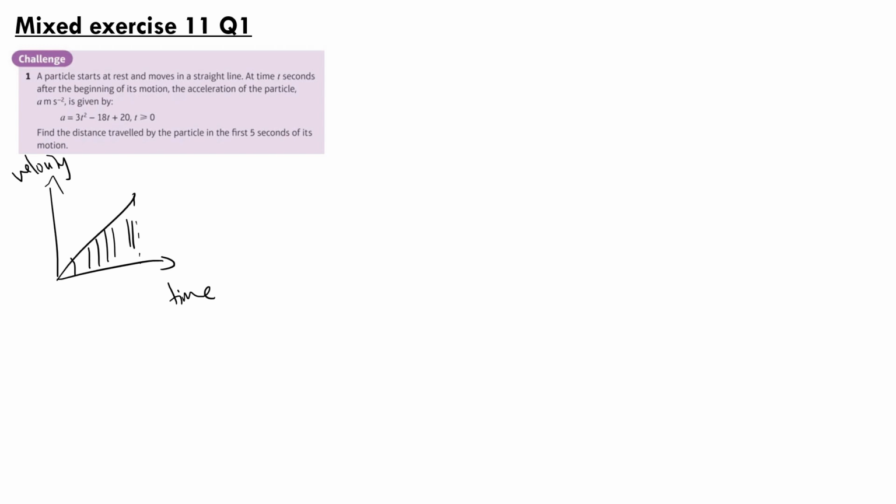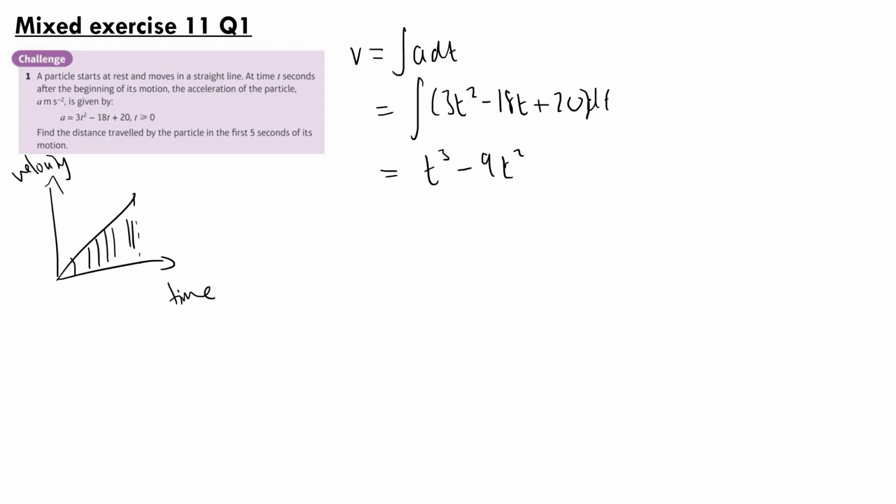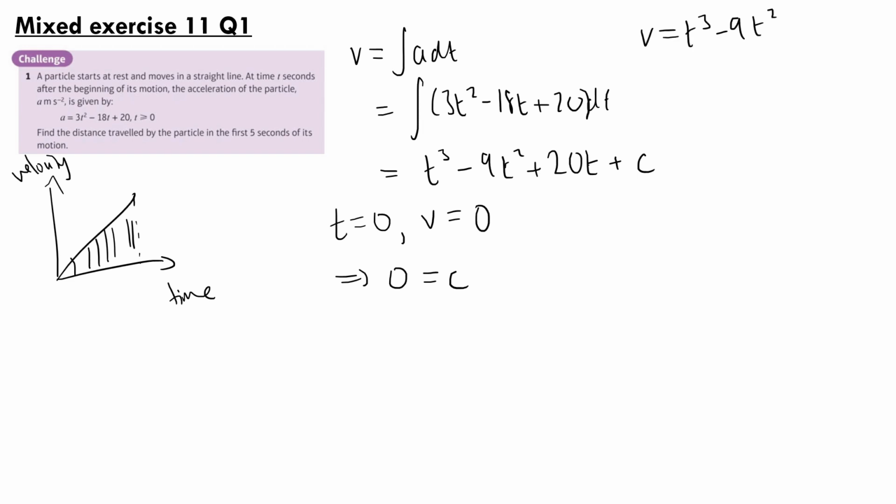So we know that velocity is equal to the integral of the acceleration with respect to time. So that is equal to the integral of 3t squared minus 18t plus 20 dt. And adding 1 to the power and dividing by the new power, we get t cubed minus 9t squared plus 20t. And don't forget to add the constant of integration. And now we're given an initial condition that the particle starts at rest. So we know that when t equals 0, v also equals 0. And so we know that 0 is equal to c, and so we can write v equals t cubed minus 9t squared plus 20t.